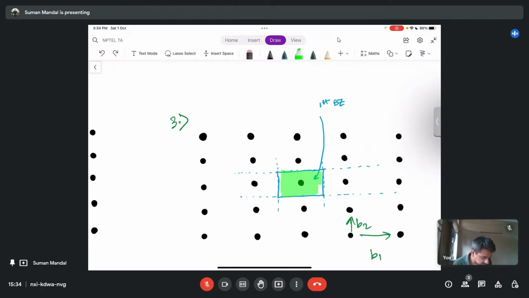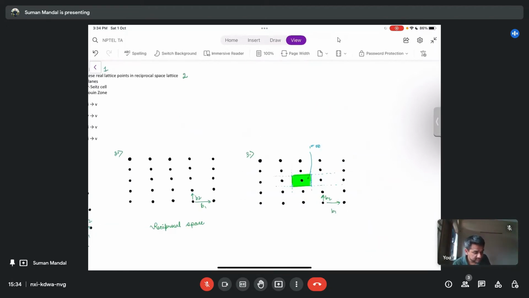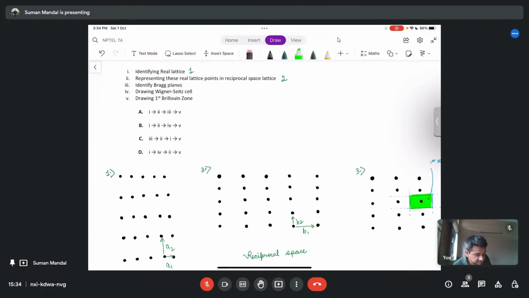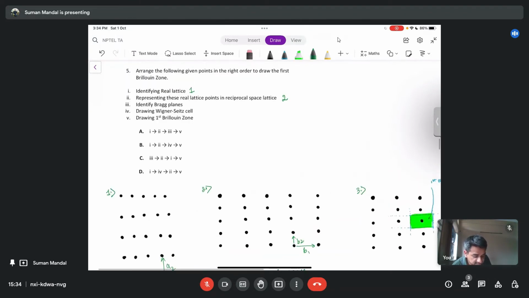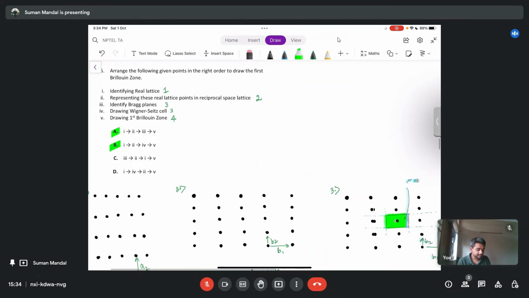This is the Brillouin zone. So the third step is that you either identify the Bragg planes or the Wigner-Seitz cell, both of them are identical, and when you complete the geometry, we get the first Brillouin zone. So the correct answers are 1, 2, 3 and 5, or 1 to 4 and 5. Both of them are correct answers. Both options A and B are correct.